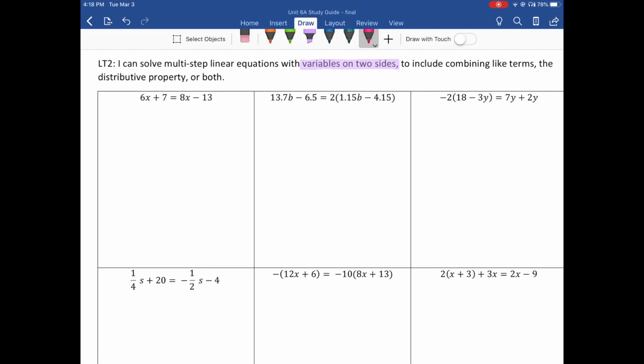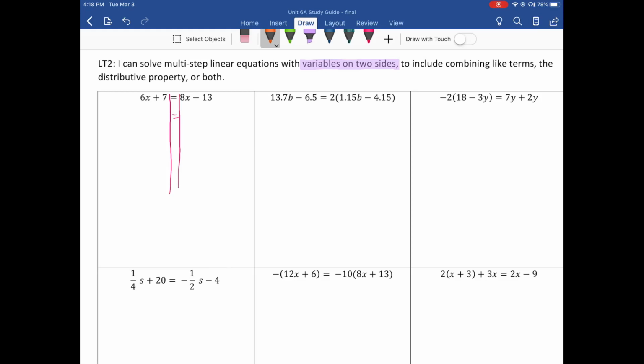In our first problem, that's about as simple as you're going to get for this learning target. We want to notice that the 6x and the 8x are on different sides of the equal sign. So we can't just combine like terms because they're on opposite sides. Instead, what we have to do is bring all of our variables to the same side. So in order to do that, we're going to take the smaller one and get rid of it. So if we have 6x and 8x, 6x is smaller, so we want to get rid of it.